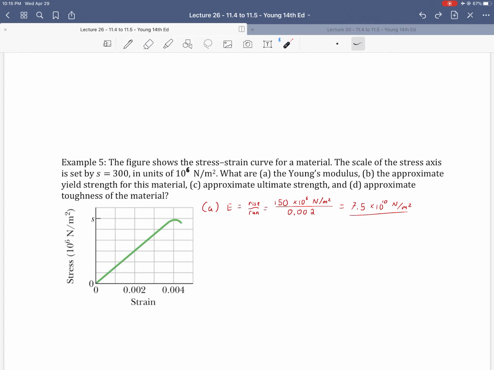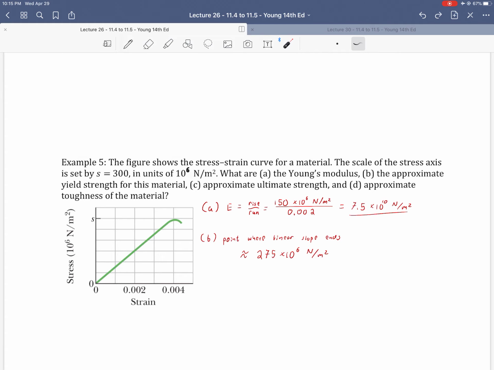So again, that point corresponds to 150. This point here corresponds to 0.02. All right, no units on the horizontal axis. My units are all cleared up on the vertical axis. And then I end up with an elastic modulus, or Young's modulus, of 7.5 times 10 to the 10 newtons per square meter. Looks good.